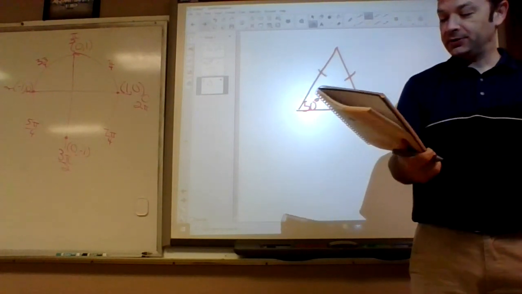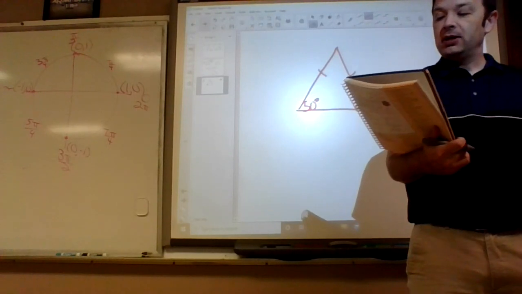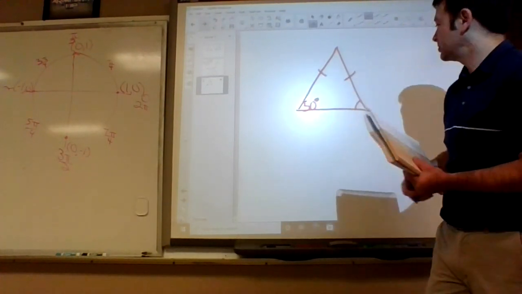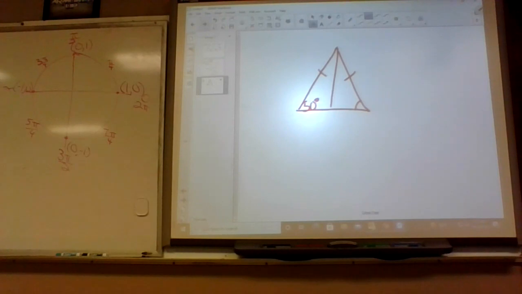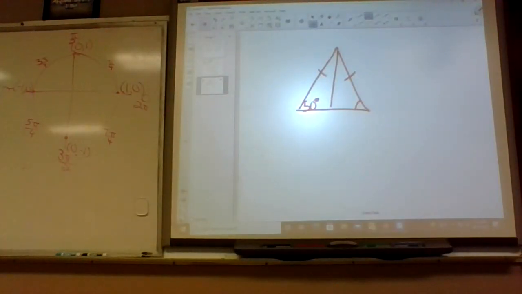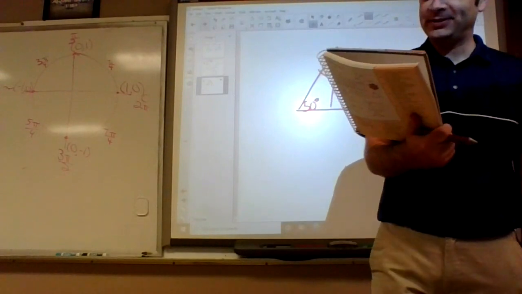Page 172. We turned in yesterday's also. Number 5, find the measure of angle ABD. See that? Just yell late. Late. I know, guys, you missed me. We said late.